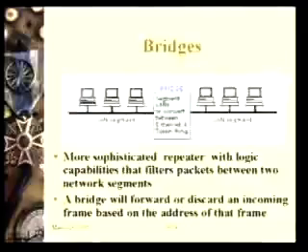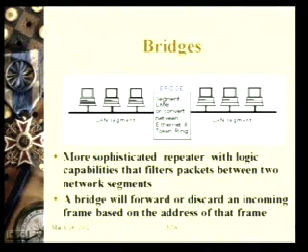The third device is called a bridge. Bridges basically connect two different segments of a LAN. A bridge is a more sophisticated repeater with logic capabilities that filters packets between two network segments. Filtering means only those packets will be passed further which are meant for the other LAN segment. A bridge will forward or discard an incoming frame based on the address of that frame. So that is the basic logic which I wanted to propagate to you.